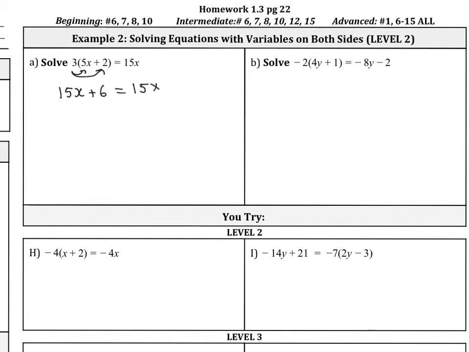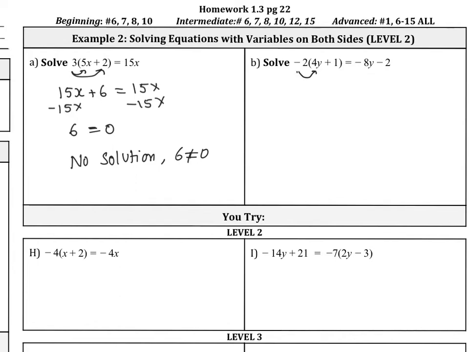Now bring the variables to one side, so subtract x on both sides. This side cancels. The 15x minus 15x is 0, so you're left with 6 equals 0. Since 6 is not equal to 0, there is no solution. For letter B, you're going to do the same thing.